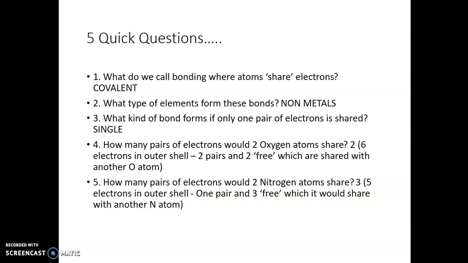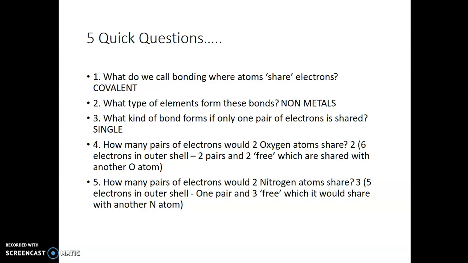Number 3, what kind of bond forms if only one pair of electrons is shared between atoms? That would form a single bond. Number 4, how many pairs of electrons would 2 oxygen atoms share? Well, they would share 2 pairs of electrons. Because each oxygen atom has 6 electrons in its outer shell, it therefore has 2 pairs and 2 unpaired electrons, making 6. Those 2 unpaired electrons would be shared with another oxygen atom, giving each atom effectively 8 electrons in its outer shell, because it would have 2 pairs of its own and 2 shared pairs, because it's sharing its 2 free electrons with the other atom.